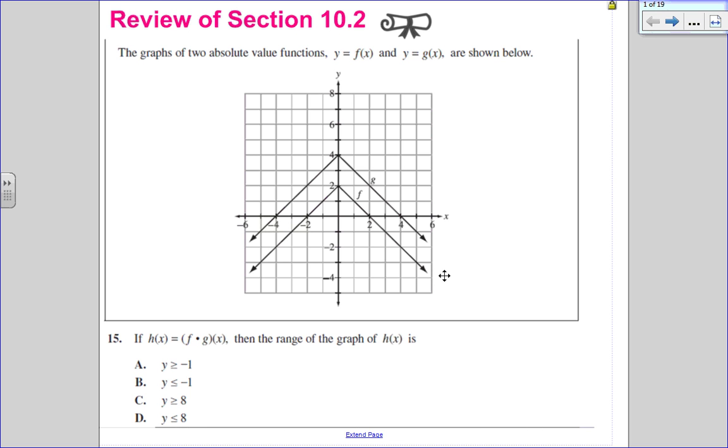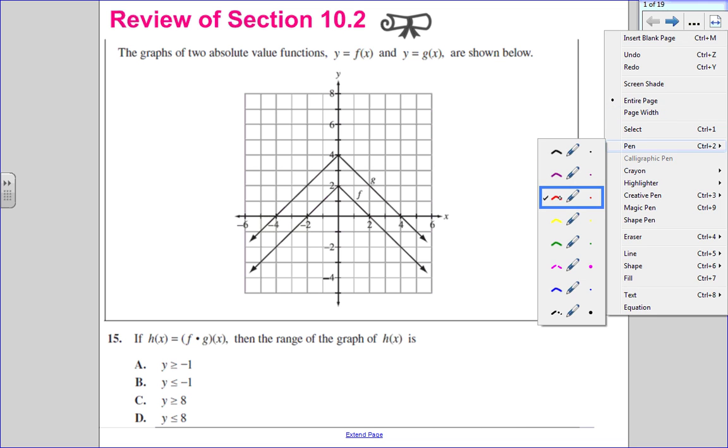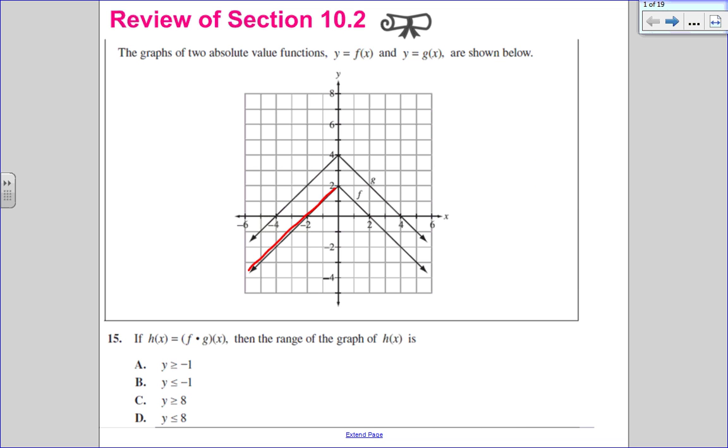So I see that they both open downwards, so I know there's been a vertical reflection, and normally the vertex point or the corner is right at the origin, but I see that it's been moved up on both. So I have a vertical translation and I also have a vertical reflection. So let's look at f of x first. So for here, this one here is f of x.